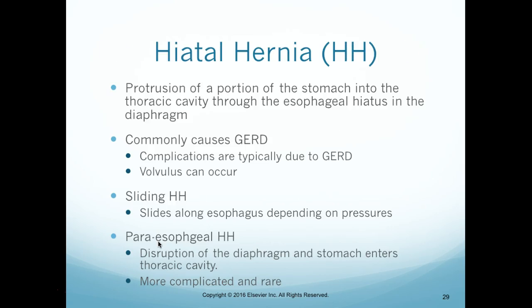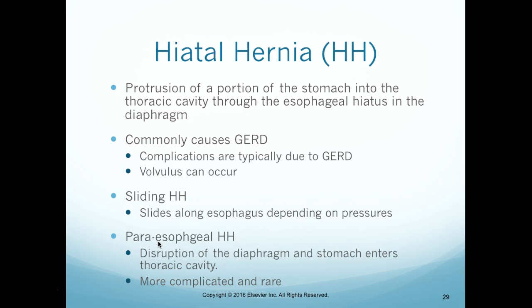So, hiatal hernia. It's a protrusion of a portion of the stomach into the thoracic cavity through the esophageal hiatus in the diaphragm. It causes GERD, and a volvulus can occur. A volvulus is a twisting of an organ upon itself. So it can go up and then twist and cut off the blood supply, which is not good.